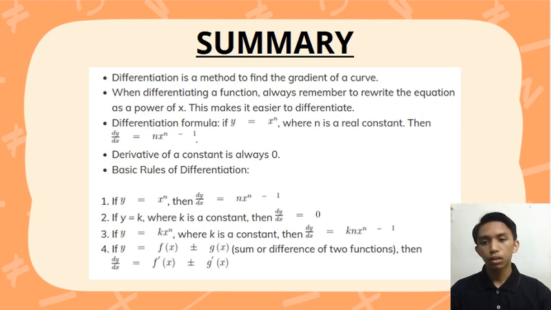4: if y equals f of x plus or minus g of x, the sum or difference of two functions, then dy over dx equals f prime of x plus or minus g prime of x.